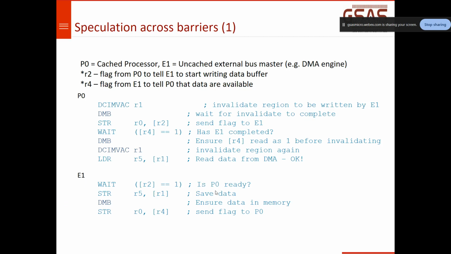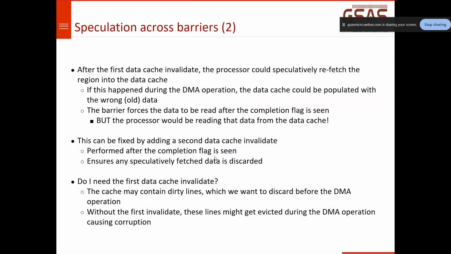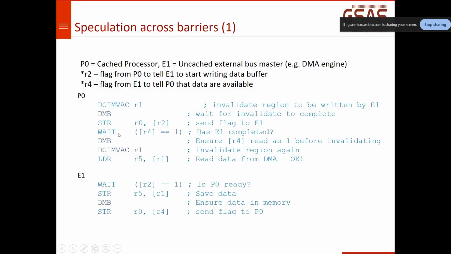So the first wait in P0 will ensure that the DMA engine has written the data to the memory. And then it reads the data from the memory, which is pointed to by R1 here, whatever that address.